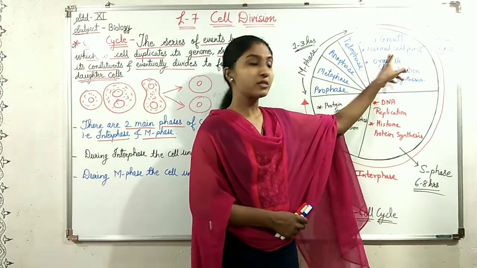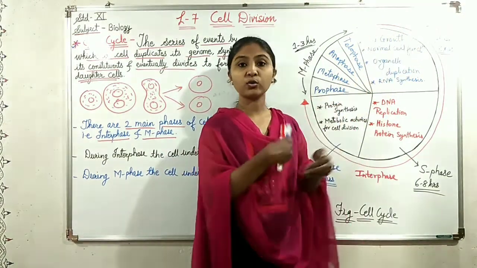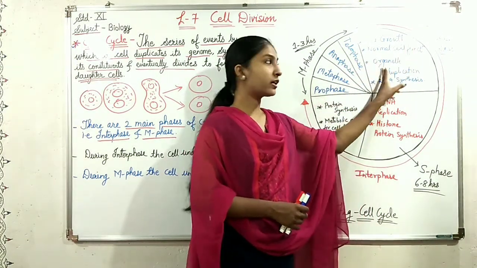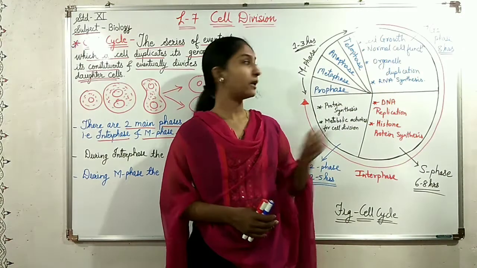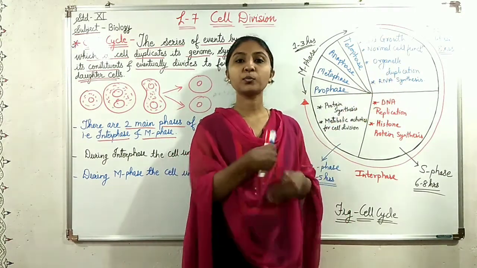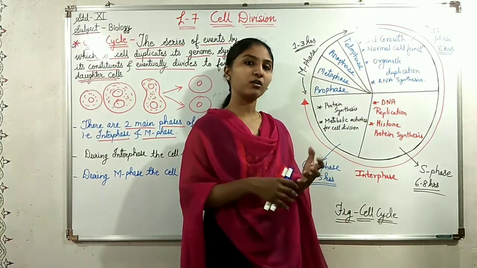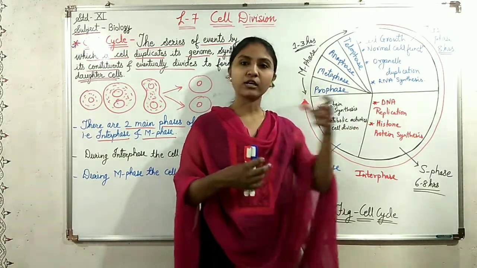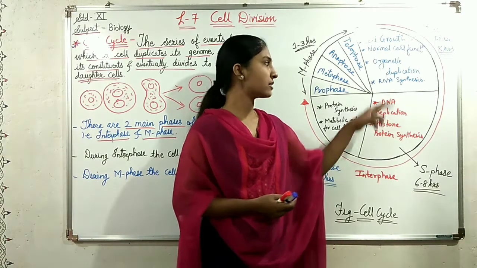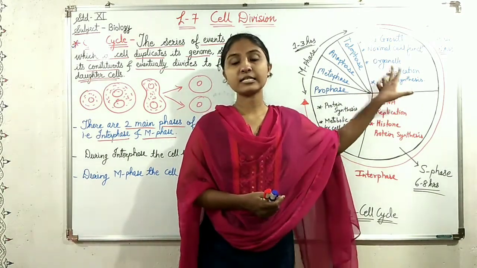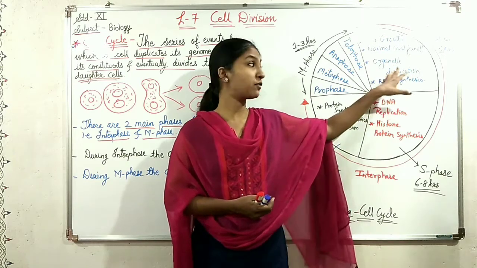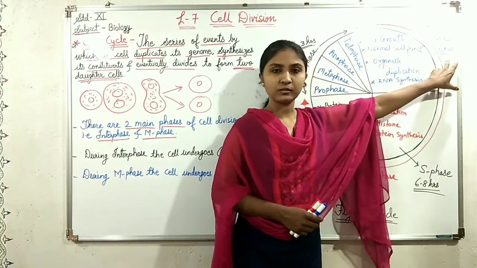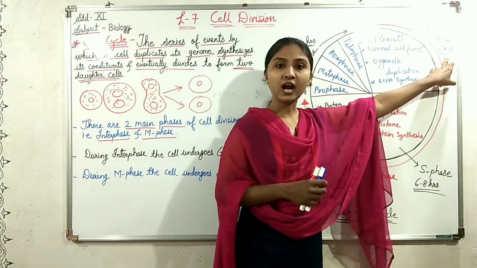So in this G1 phase, the growth of the cell takes place. Normal functioning of the cell occurs. The organelles present inside the cell get duplicated, so similar organelles are formed inside the cell. And also RNA synthesis occurs in the G1 phase of the cell cycle. Now this G1 phase lasts for about 8 hours.